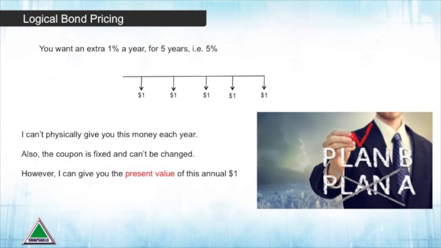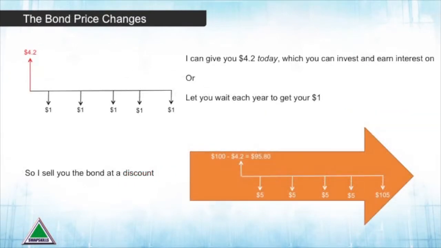Since the coupon is fixed and can't be changed, what will happen? Well, I can't physically come round to your place each year and give you the extra 1%. So instead, what we will do is discount this extra 1% a year that you want back to its present value. Basically this means looking for how much money you would need in the bank today, where, if you could earn interest on this, it would be enough to generate 1% a year for the next 5 years. Now, if interest rates were 0, the present value would be 5%. 1% a year for 5 years, that's 5%. And if interest rates are 0, you need 5% up front.